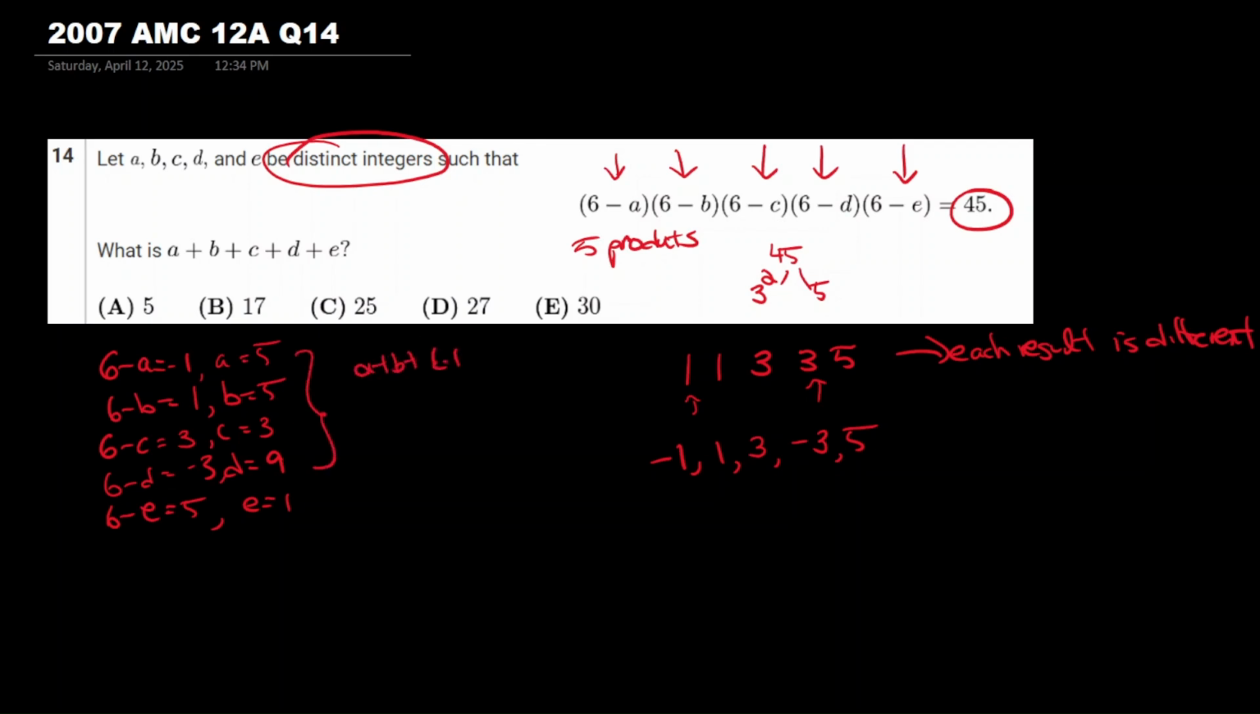Which means that a plus b plus c plus d plus e is equal to 13 plus 10. Let me just see if I... Oh, this is negative. Okay, my bad. So this is -1 over here. I did not see the minus sign.